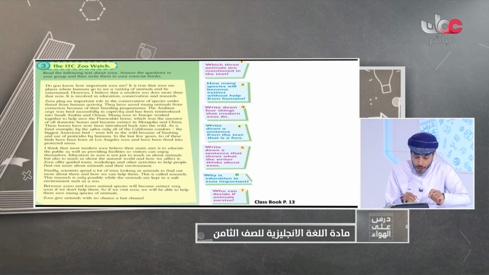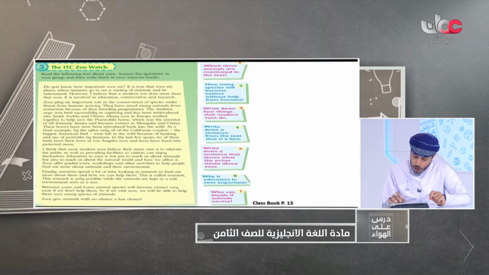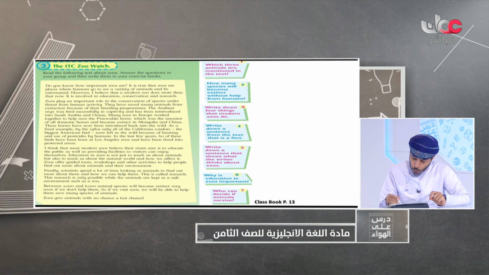And here we have the ITC Zoo Watch. You are going to read the following text about zoos. And here zoos is a plural noun for the word zoo. Okay? And I think you know what does a zoo mean. We have discussed it in the previous lesson. Answer the questions in your group and then write them in your exercise book. So we have here how many questions? We have 7 questions. Okay?